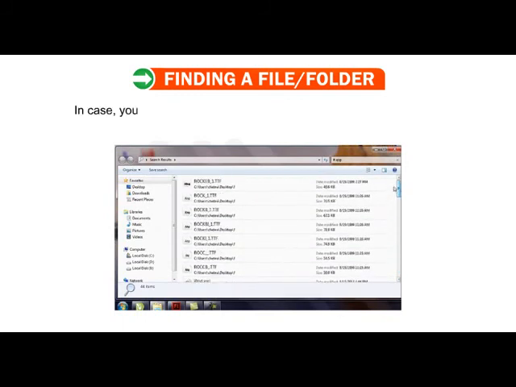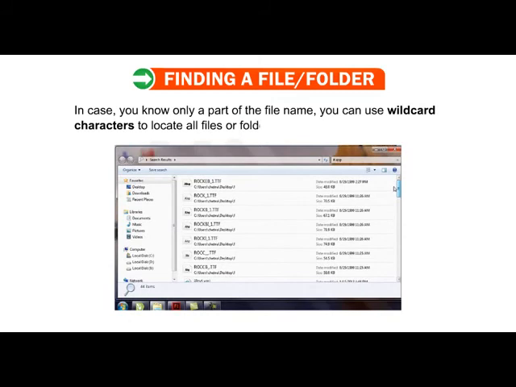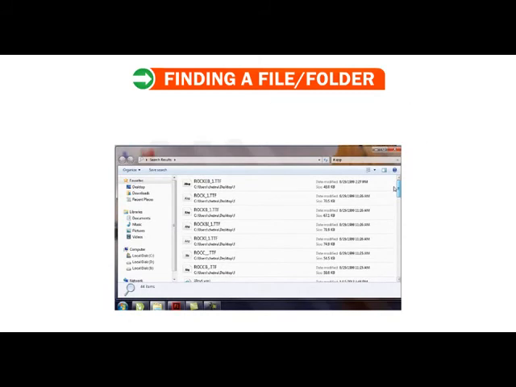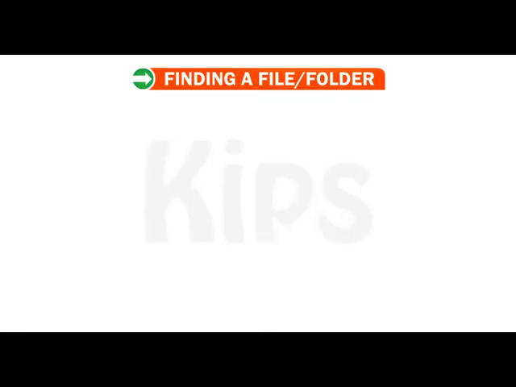In case you know only a part of the file name, you can use wildcard characters to locate all files or folders that contain that part in their name. Asterisk and question mark are the two wildcard characters commonly used in searching information. Asterisk means any type and number of characters in its place. Let's take an example.